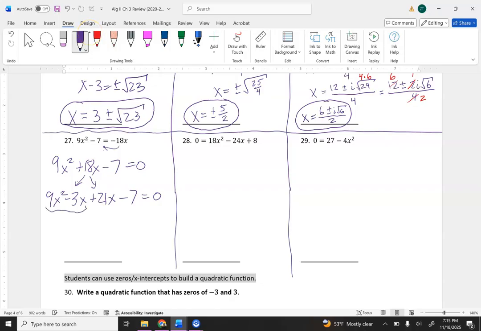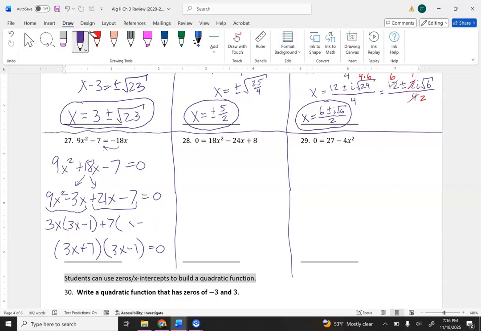Then we do grouping to finish out the AC method. So in the first pair of two, we have a 3 and an x in common, which leaves behind a 3x minus 1. And in the second set of two, we have a 7 in common, which leaves behind a 3x minus 1. All right, so that means this all factors out to be 3x plus 7 times 3x minus 1.